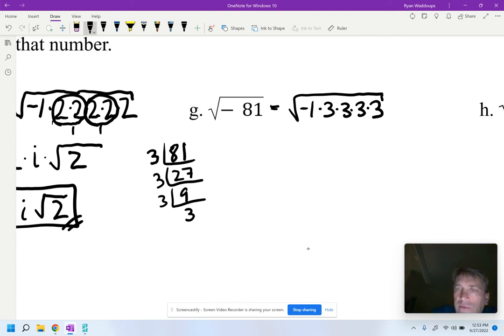And each of the 3's is going to come out as this pair of 3's, and this pair of 3's is going to come out as a 3. So that's 3 times 3 times I. And I is the square root of -1 when you take it out from under the radical. So 3 times 3 is 9, and so this is 9I.